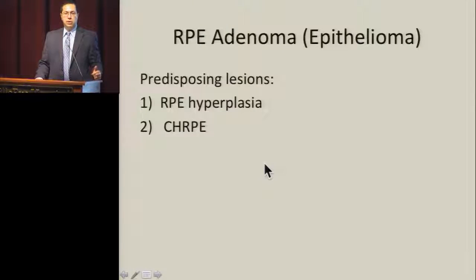RPE adenomas generally are isolated findings, but they can develop secondary to RPE hyperplasia. For instance, we have seen them develop in an area where there was scarring from prior laser treatments. And we have seen this develop over congenital hypertrophy of the retinal pigment epithelium.